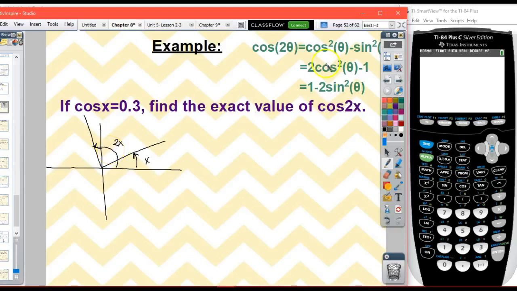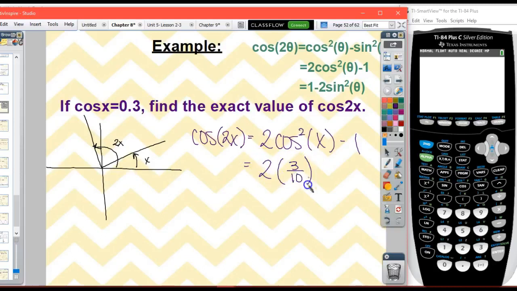And so I'm going to use one of these identities, and I don't know the ratio for sine. I could find it, but I'm just going to use this equation right here, this identity, since it only has cosine in it. So I'm going to rewrite this as the cosine of 2x, and that equals 2 times the cosine squared at that angle x minus 1. And since I know that the cosine at x is 3/10, I'm going to replace it with 3/10.